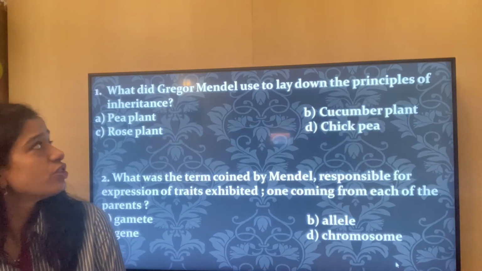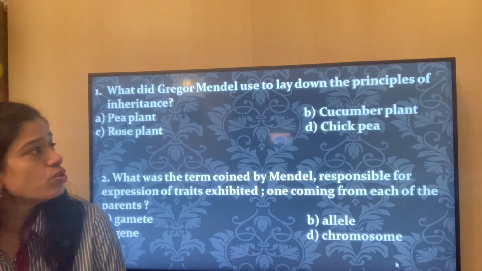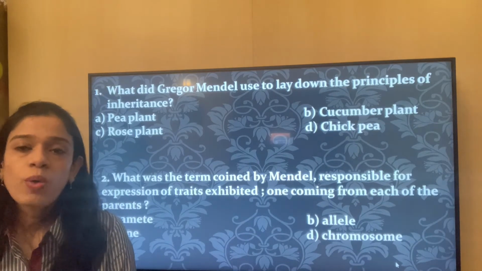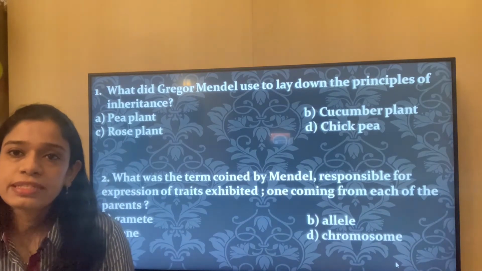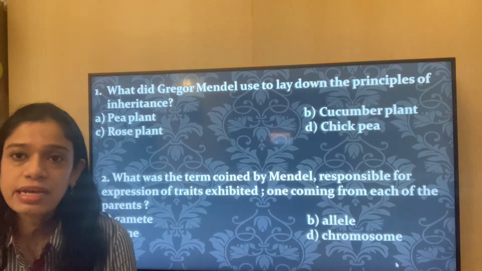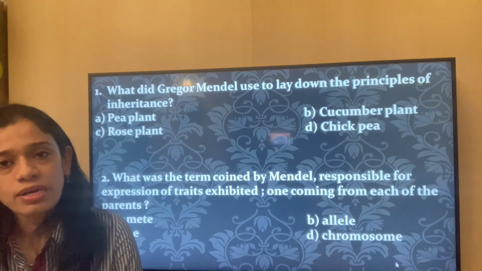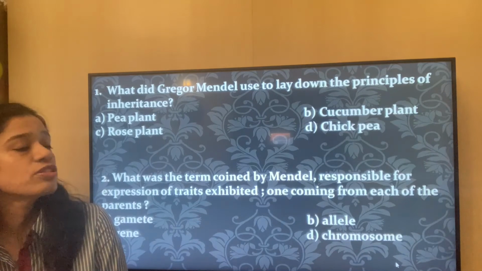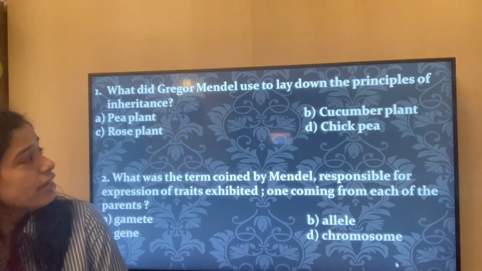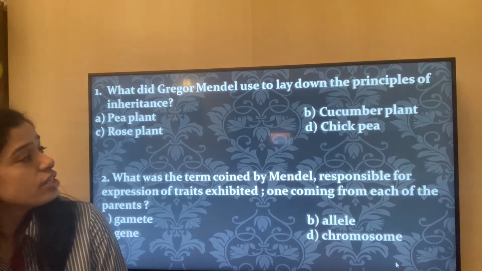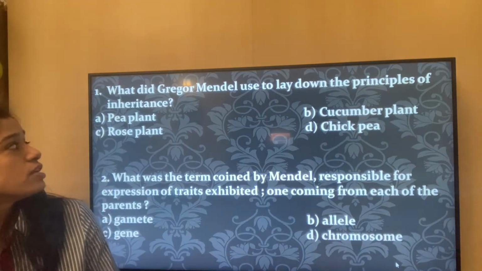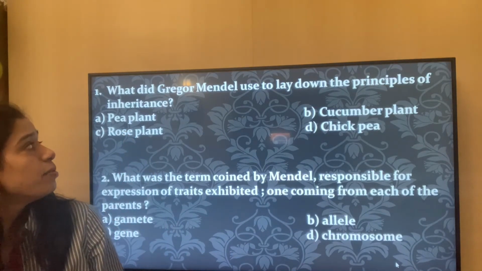The first question: what did Gregor Mendel use to lay down the principles of inheritance? Before laying them down, he did experiments with something. What did he use for his experiments? That is the basic thing I wanted to ask in this question, but it is not given in a direct format. It is a little bit twisted. So what did he use? He used a pea plant. That is option A.